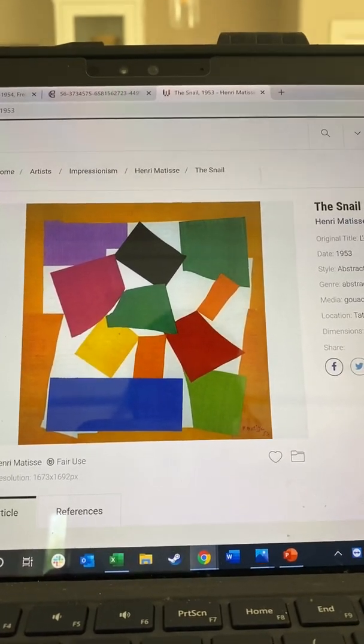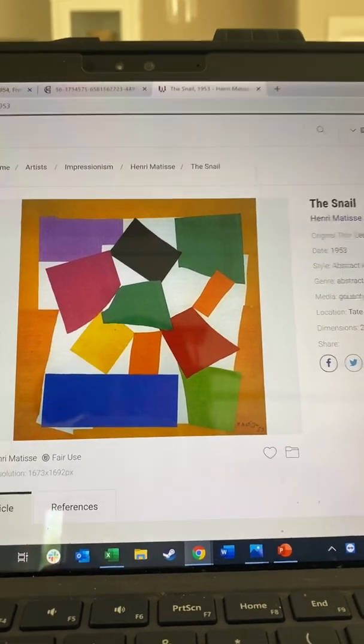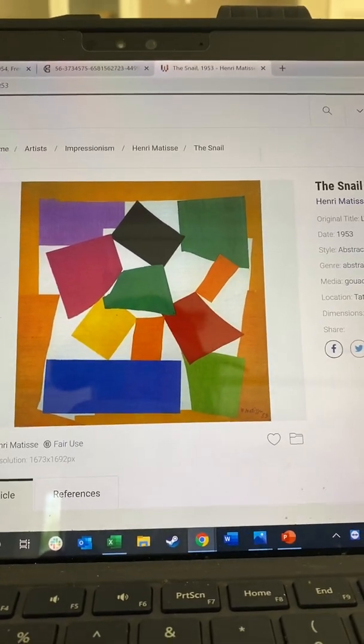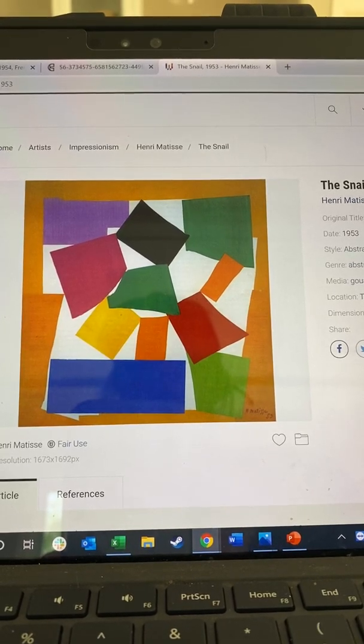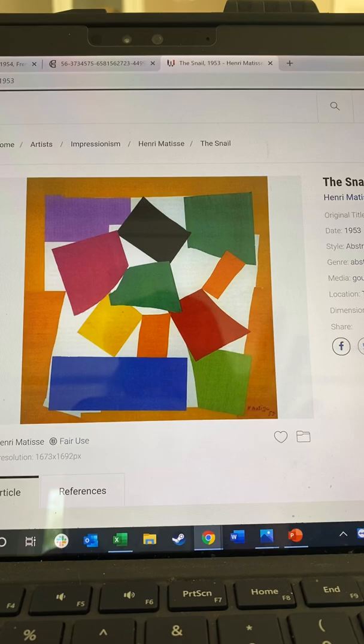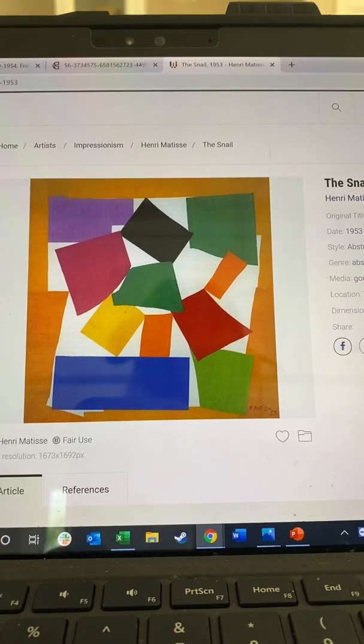So today, again, he might have been outside and been inspired by a snail that he saw. And again, he used his bold colors and vibrant colors to make this picture.